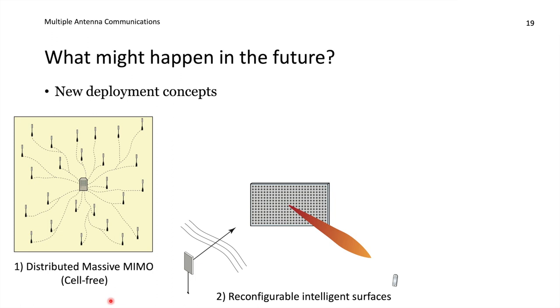Another variation of the concept is something where you are decoupling the antennas from the radios. You put it at a very different location. This has been known as reconfigurable intelligent surfaces. You might have a transmitter that is sending a signal towards a surface that is reconfiguring its properties in order to beamform towards the receiver. And partially the same kind of multiple antenna theory can be utilized to analyze this type of scenario.